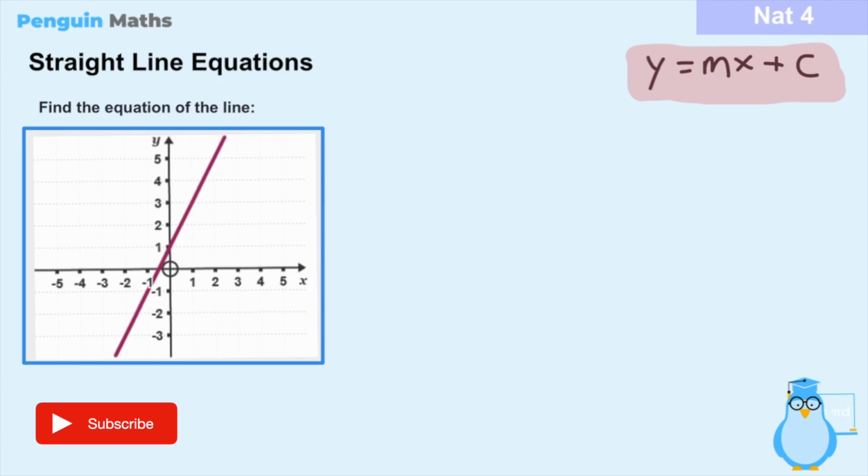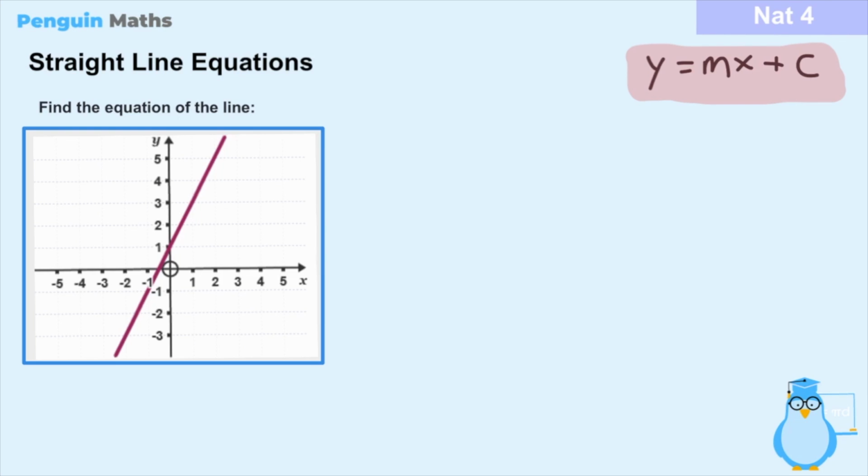Okay, so now we're going to have a look at a few examples and try and combine all of the knowledge we've learned over the past 3 lessons on straight lines. I've found this example off of the BBC Bitesize website, so you can either try it for yourself first or you can follow along with me.